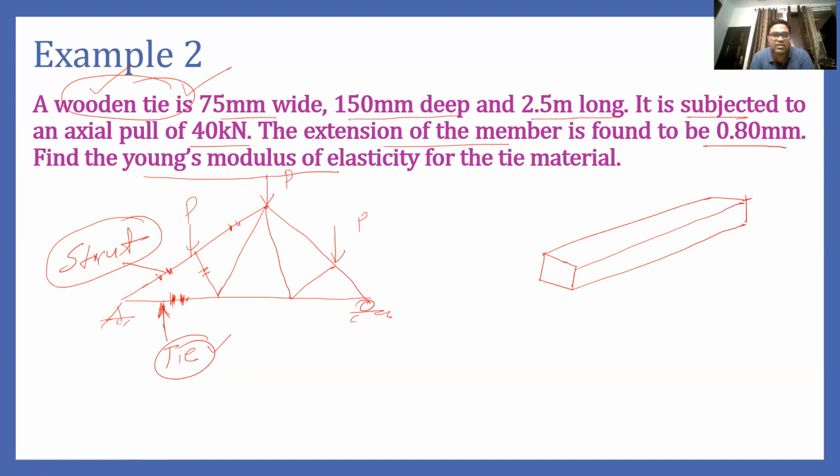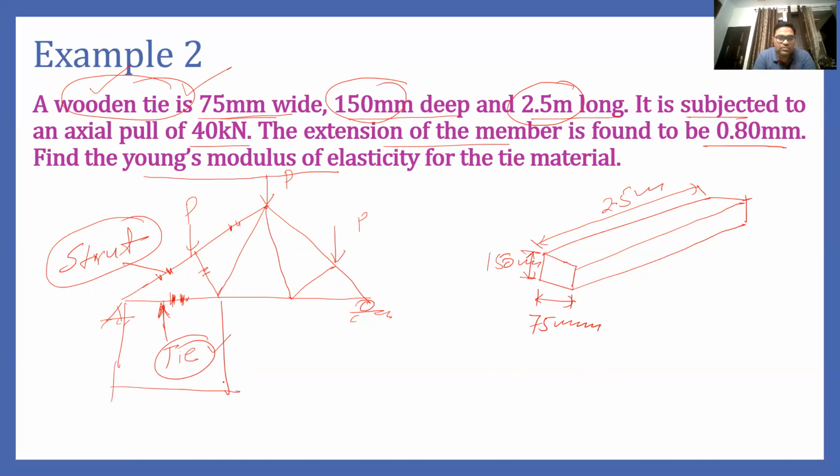Okay, so the dimensions are given here. It says it is 75 mm wide, which means this dimension is 75 mm, and 150 mm deep, which means this dimension is 150 mm, and 2.5 meter long. Now this length is also given, which is 2.5 meter. So the cross-sectional dimension is also given.